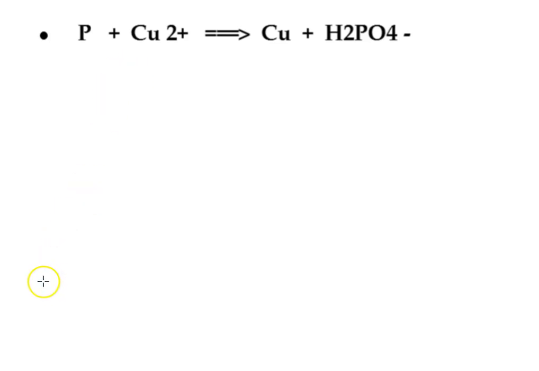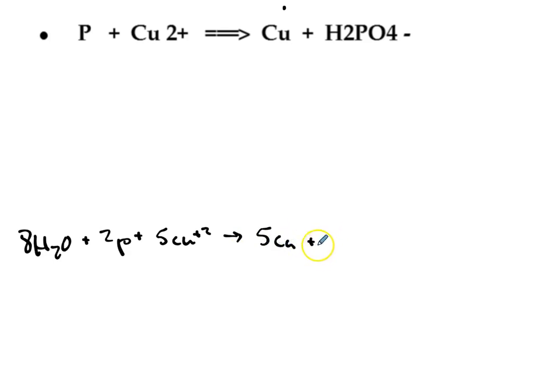All right, so the overall answer I got was 8H2O plus 2P plus 5Cu plus 2. The order doesn't matter if you did it in a different order at all. It's fine. 5Cu plus 2H2PO4 minus plus 12H plus.